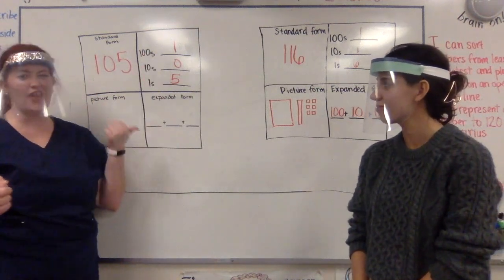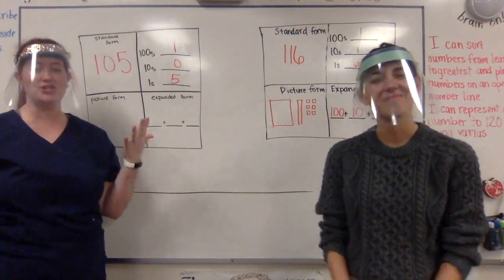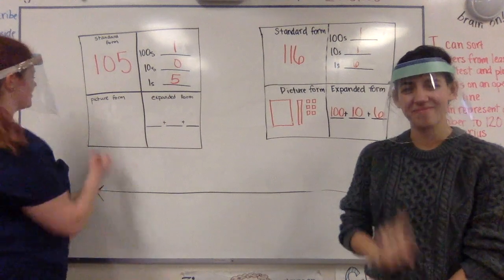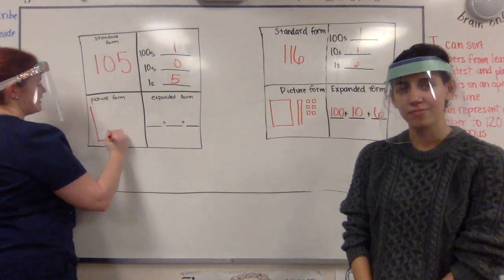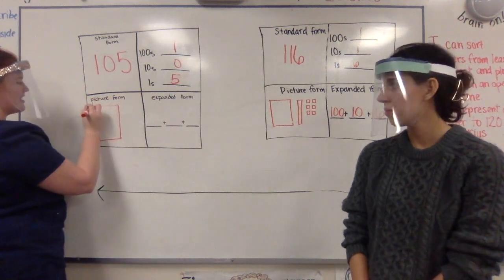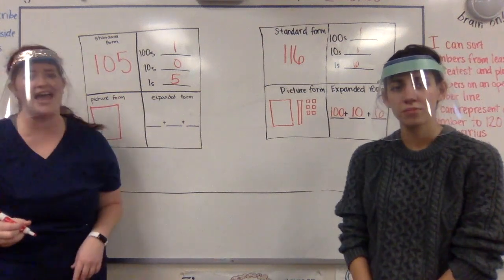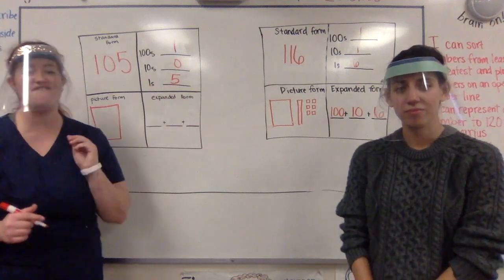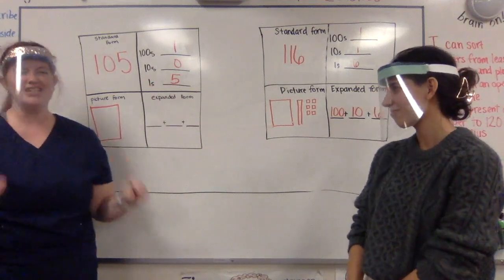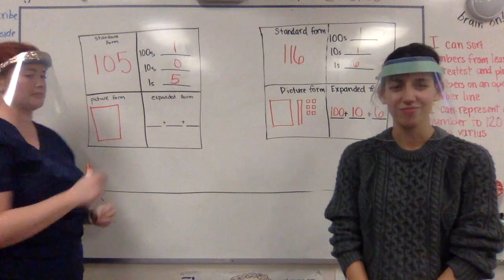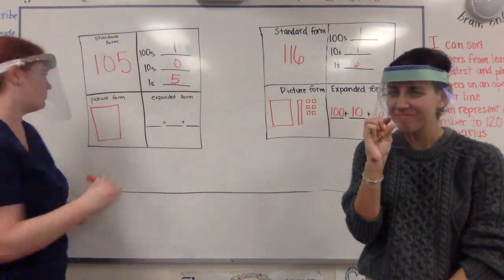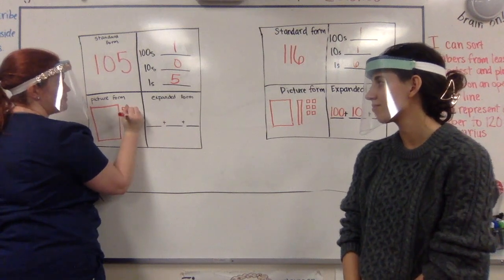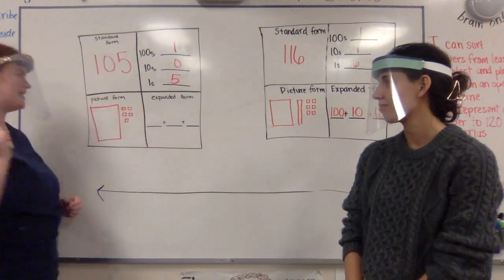Hey, since I did all that hard work already, I know what to draw for my picture form. I need to draw 1 hundred block. And I know that hundreds block is the big square, just like that. I don't have any tens to draw, so I'm not even going to worry about that. And, oh, I have 5 ones to draw. Now, these are also a square, just like the 100 block, but they're really small. So I'm going to draw them just like this, making sure to put a little gap in between so I can clearly tell how many I have.